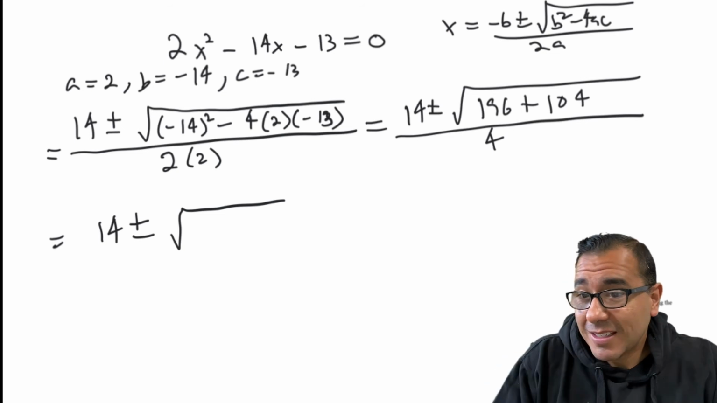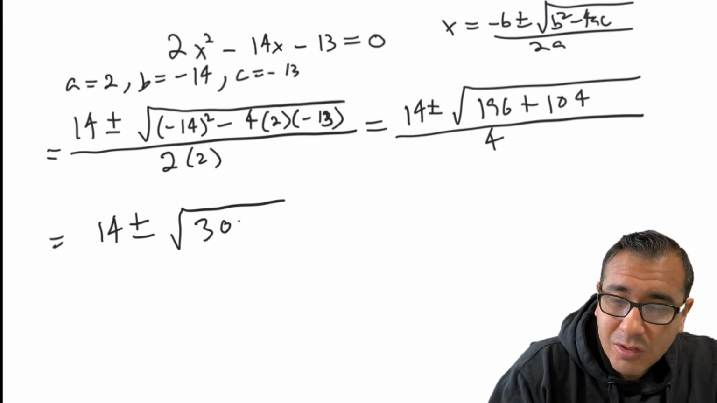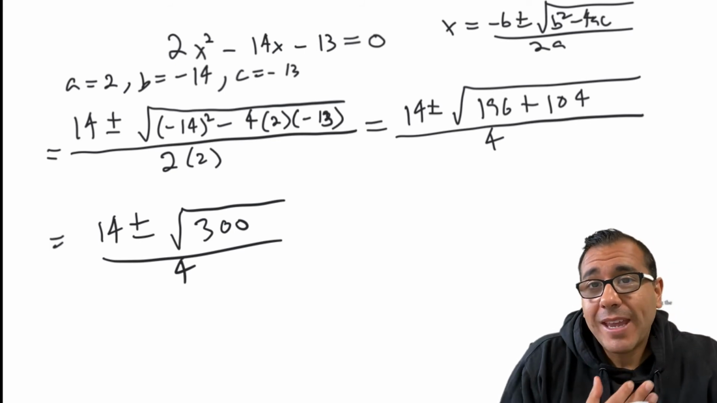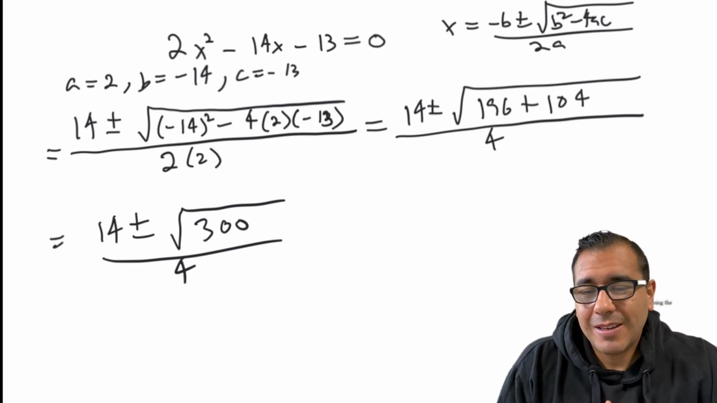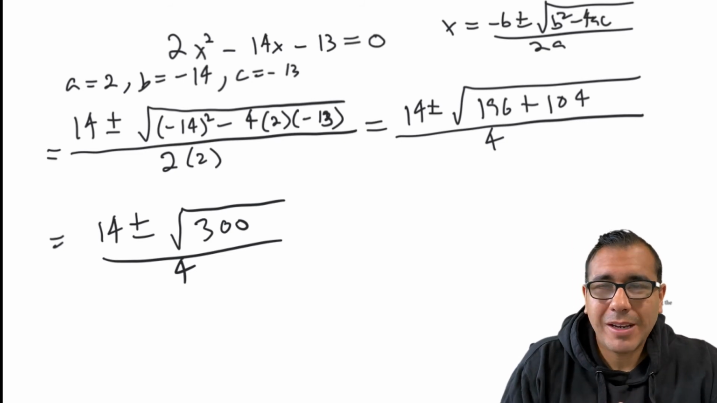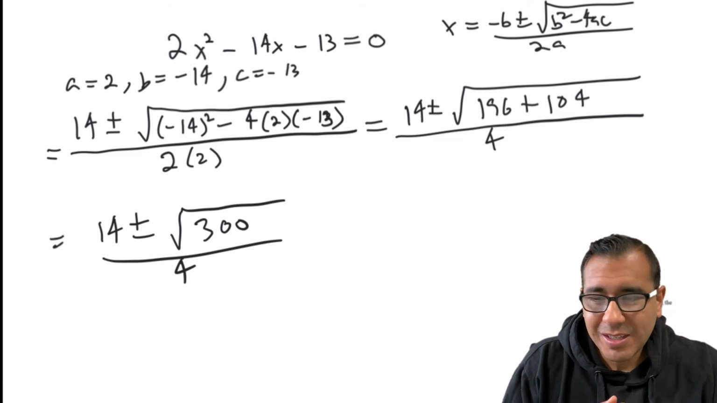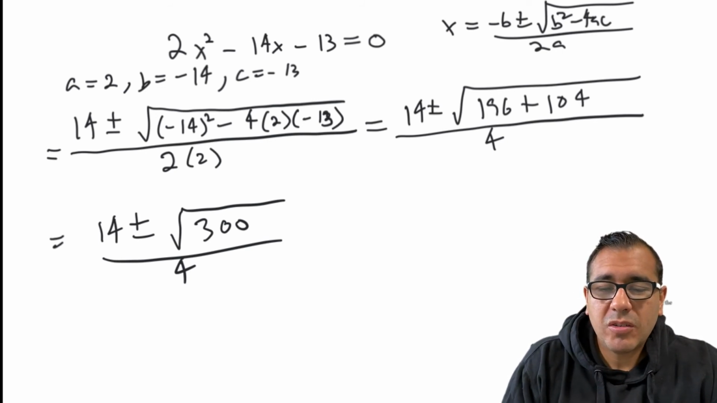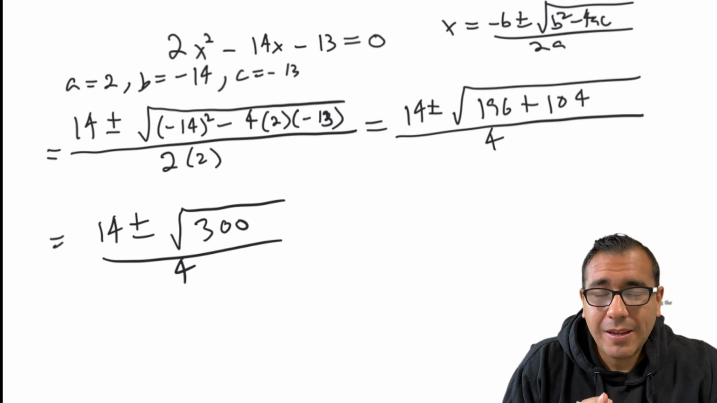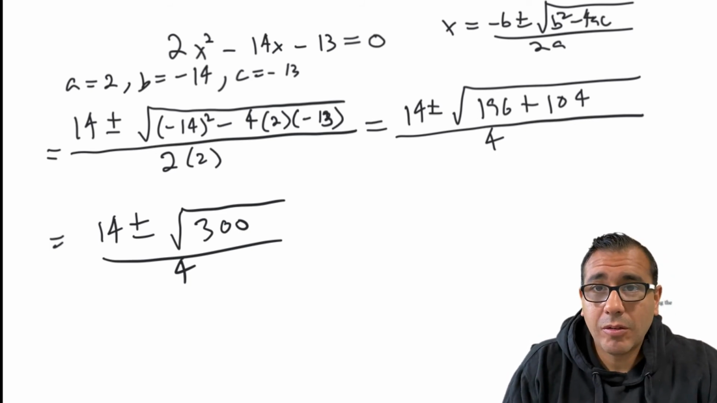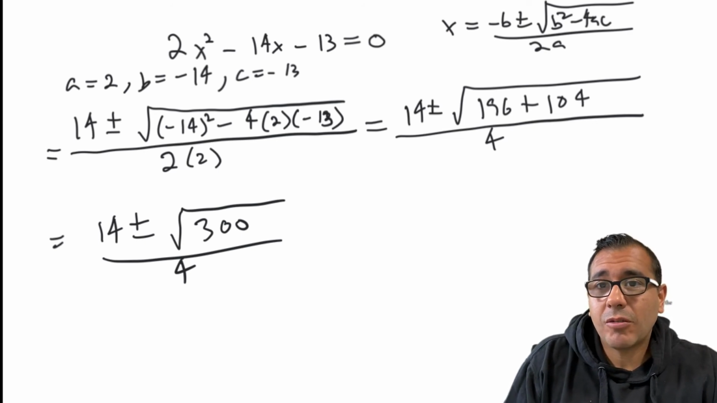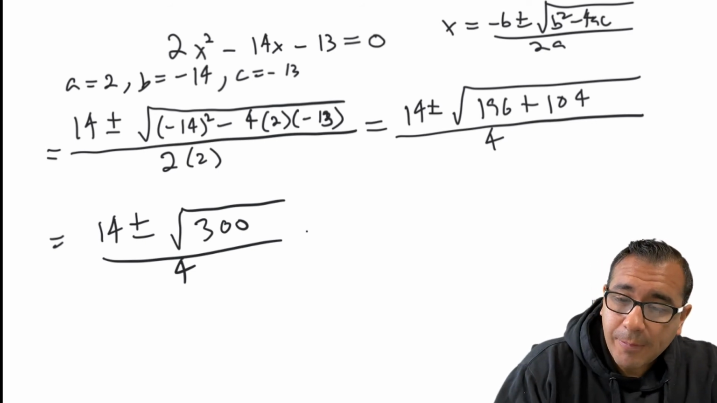And we got 196 plus 104, that's going to give us 300 divided by 4. And so here we can't simplify 300 and it doesn't come out to an integer, a nice number, right? We're gonna end up with a decimal. So instead of having the decimal, I'm gonna just reduce it as much as possible. I'm gonna simplify the radical, right? And we'll have a video link down below in terms of how to simplify radicals, just in case you need help with that. So we have 14 plus or minus.